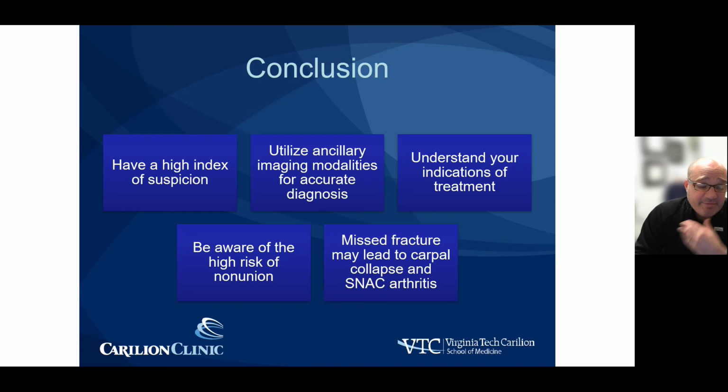In conclusion, have a high index of suspicion for these patients that come in with the mechanism of injury of hyperextension, radial deviation, and have pain in the anatomical snuffbox. Utilize your imaging modalities for accurate diagnosis, understand your indications for treatment, be aware of the high risk of non-union, and again, a missed fracture may lead to carpal collapse and scaphoid non-union advanced collapse arthritis.